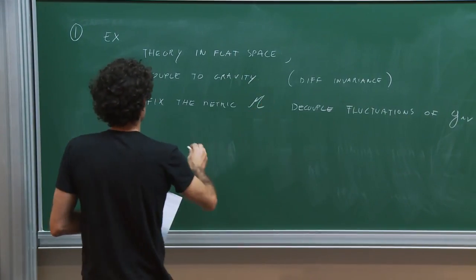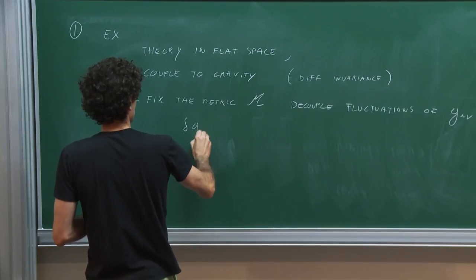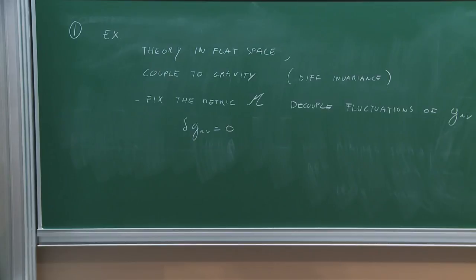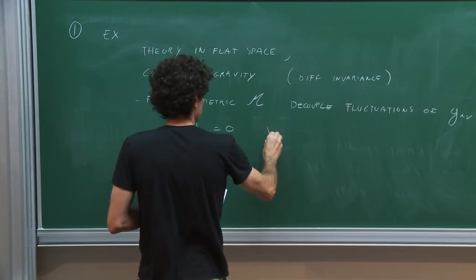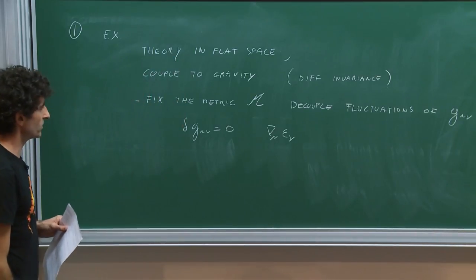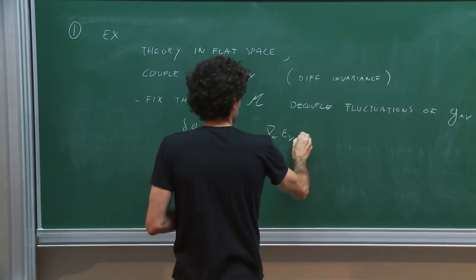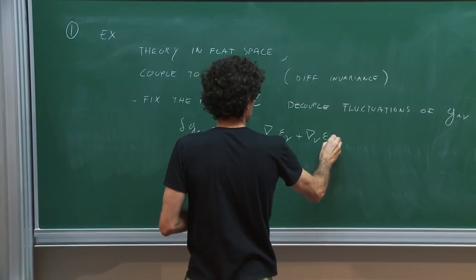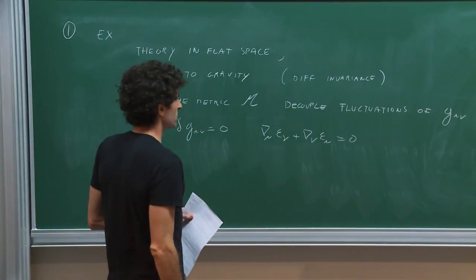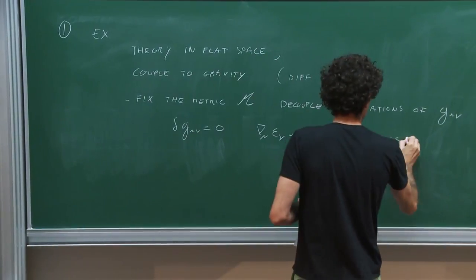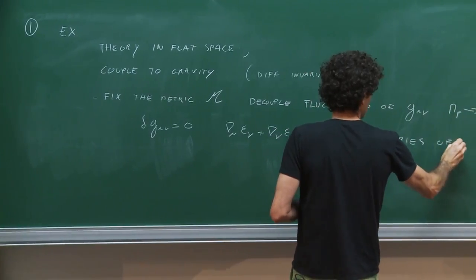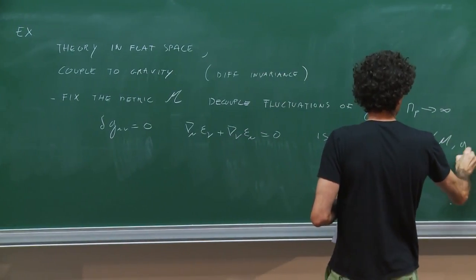So, what are these? If you look for a diffeomorphism for which the change in the metric is zero, that means that the infinitesimal parameter for the diffeomorphism, which is epsilon mu, has to satisfy the Killing vector equation. So these are just isometries of your Riemannian manifold.